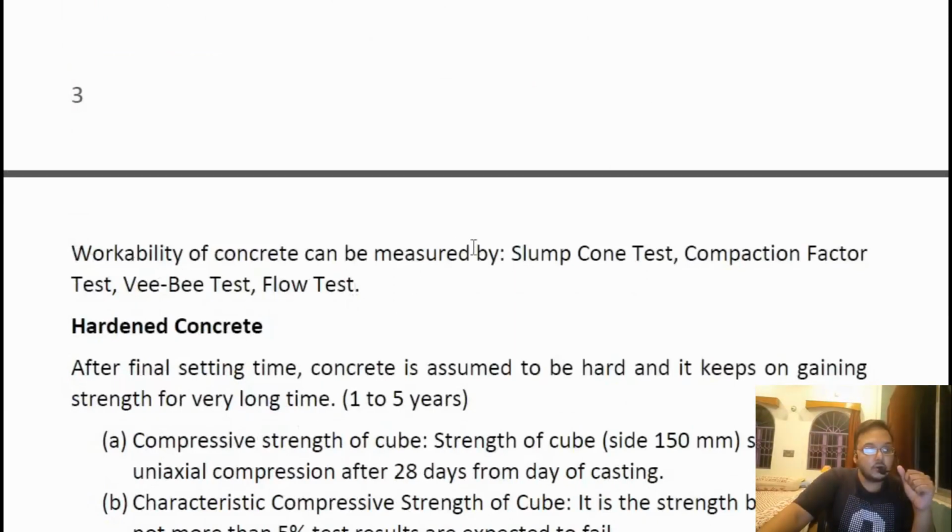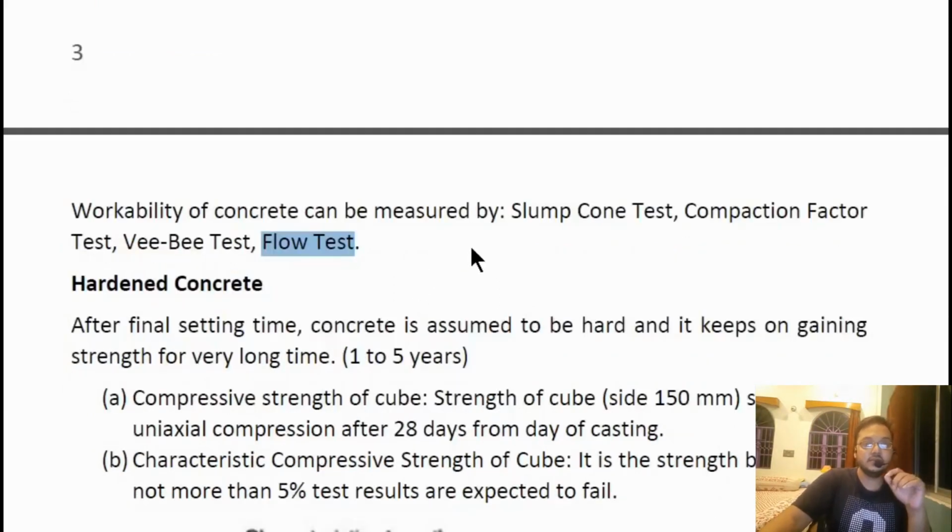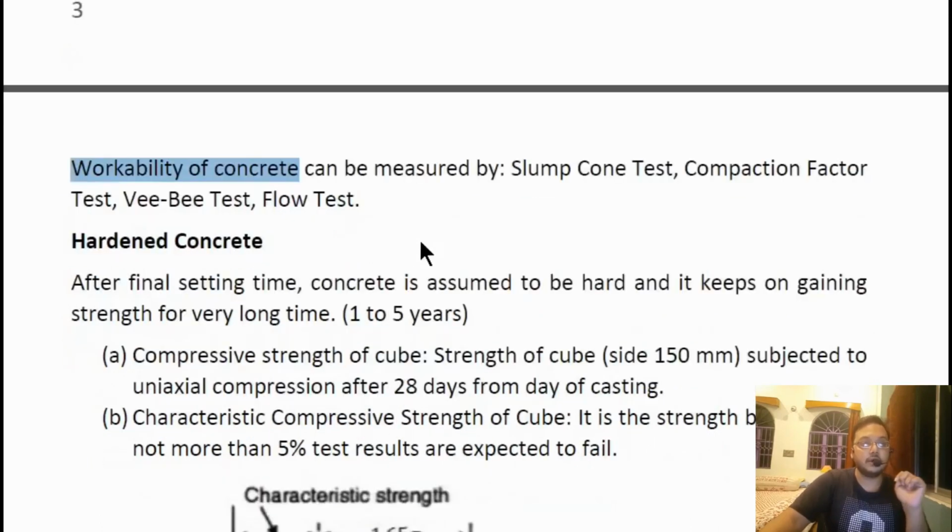So workability of concrete can be measured by the slump cone test, compacting factor test, VB test, and there's one more test, the flow test, which we haven't accounted for in the table, but these are the four tests which we use to determine the workability of concrete.